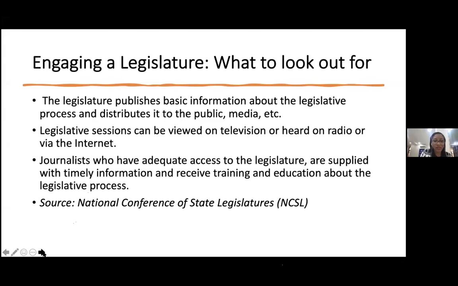The same thing with legislative sessions: they can be viewed on TV or heard on radio or via the internet. I think we have NASS TV here. I think every Thursday they broadcast legislative sessions, and the major TV stations also have segments. And again, access for journalists. So these are the things to look out for.